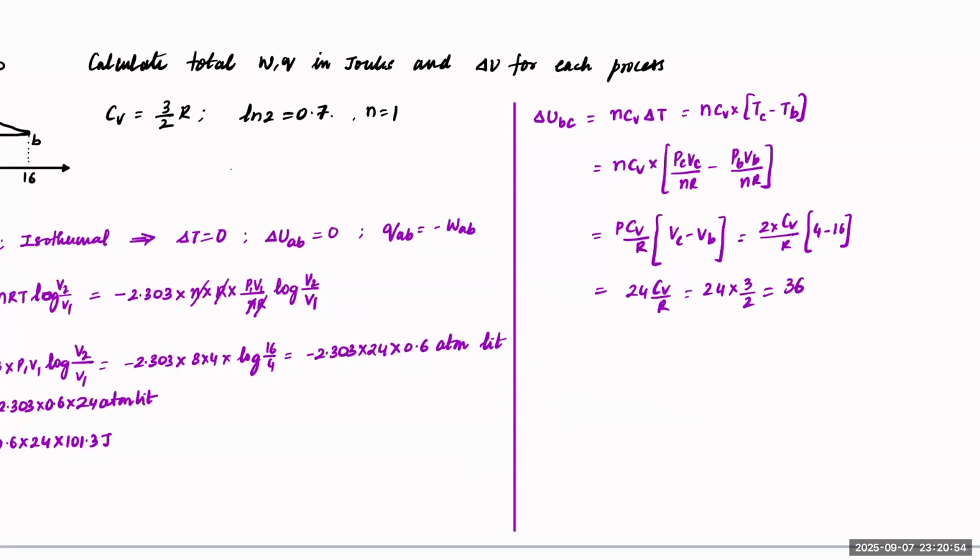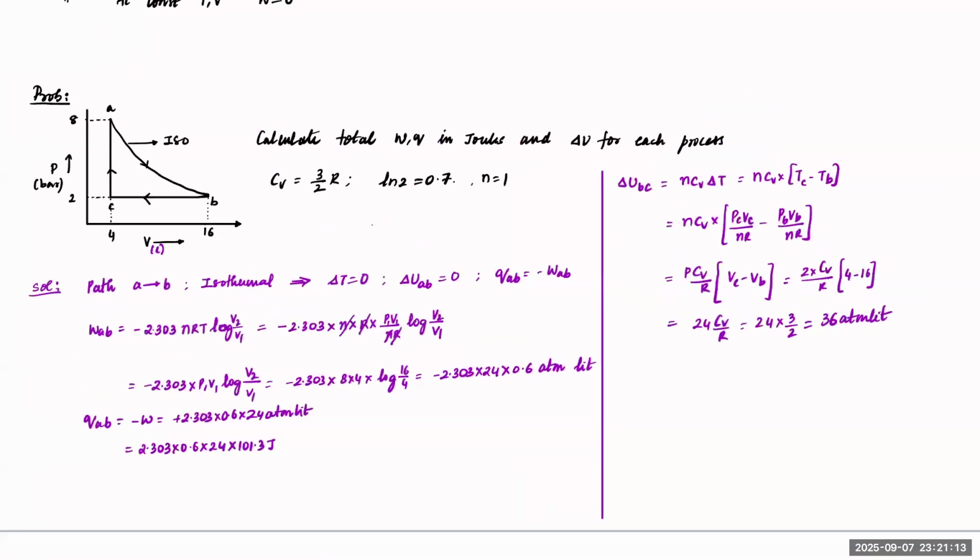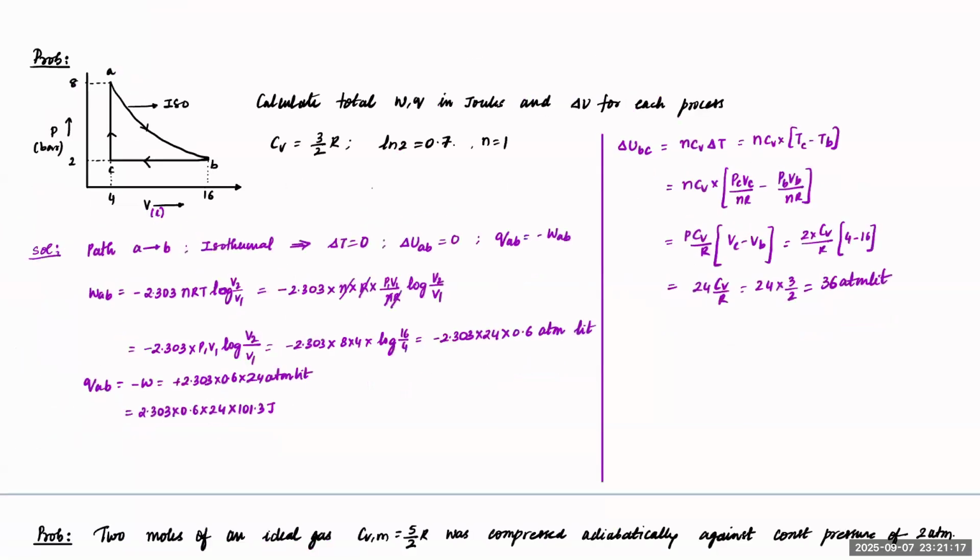Clear? Now, what is the value of this 36 here, because R and R got cancelled? The volumes and pressure I have taken are actually in atm liter. So again, this is in atm liter units. This will be delta U BC. Now delta U is what we learned. How much will be the work done?